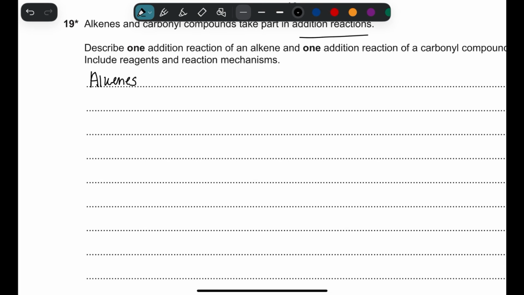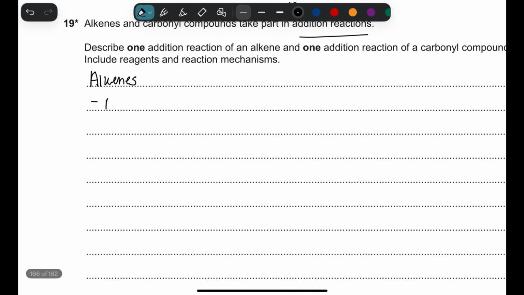So, in terms of reaction, I'm thinking, okay, what can I do that will have reagents and reaction conditions? Well, in my head, I was kind of thinking about doing it with HBr, because I know I can do a reaction mechanism, but there's not really a specific reagent for that. So what I would maybe mention is that alkenes react with hydrogen and a nickel catalyst.